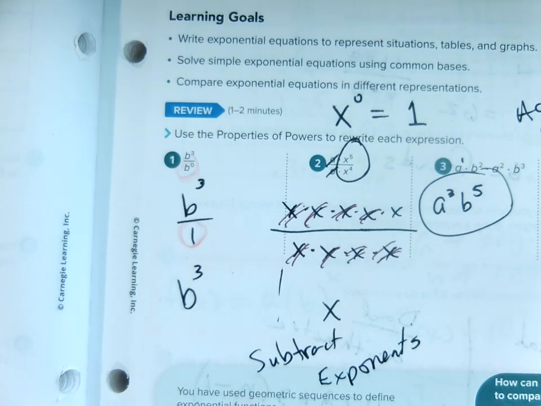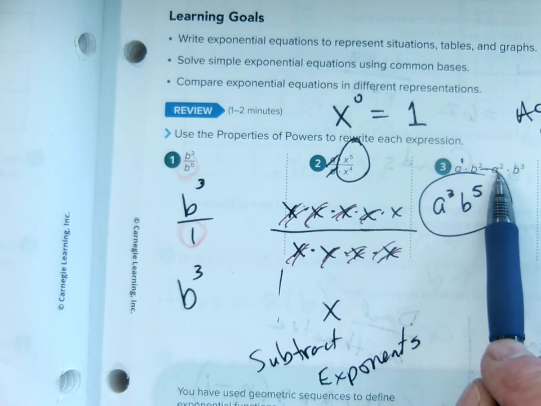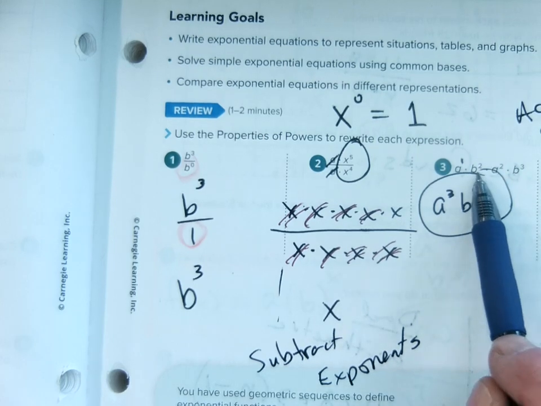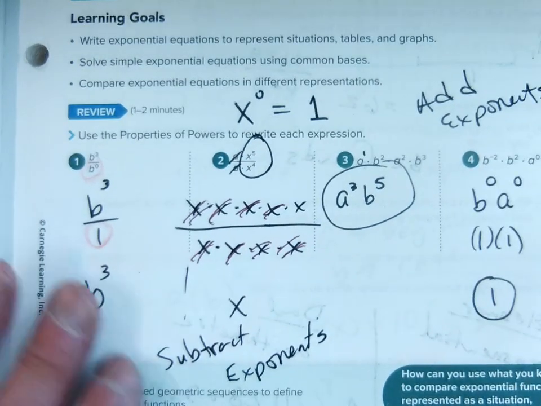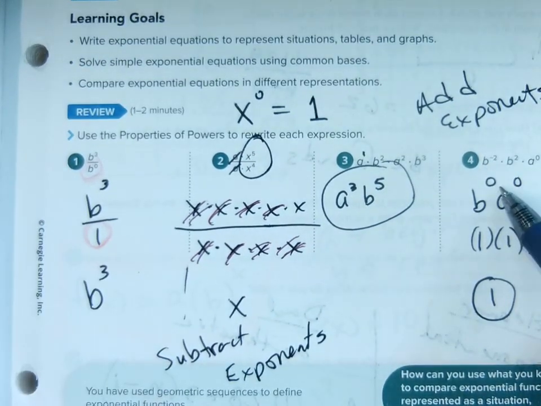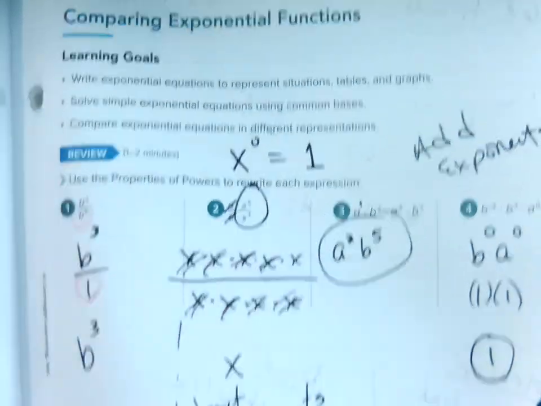Number 3, we're just going to add exponents with like bases. So a to the 1, a to the 2 makes a to the 3, b to the 2, b to the 3 makes b to the 5. Number 4, if I add exponents, I get b to the 0 and a to the 0, so that's like 1. They're both 1. 1 times 1 is 1. Just plain old 1, okay?